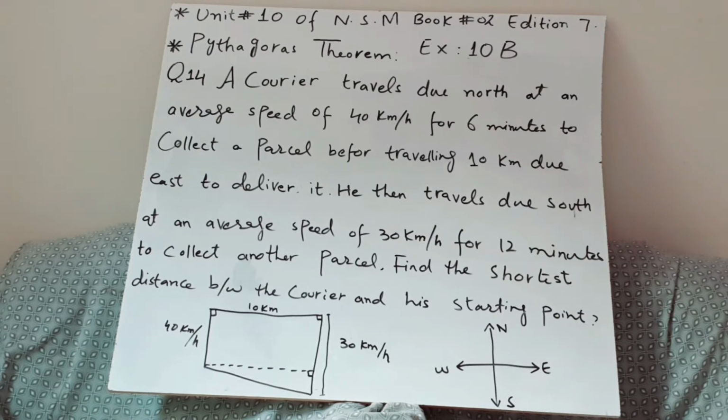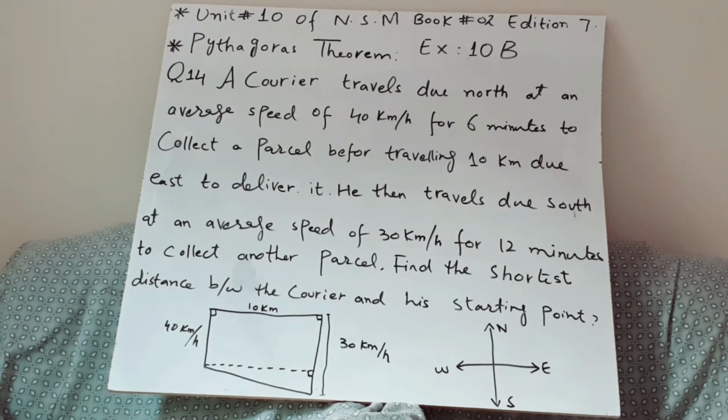He then travels due south at an average speed of 30 km per hour. After delivering the parcel he travels due south, which is the downward direction, at 30 km per hour for 12 minutes to collect another parcel. Find the shortest distance between the courier and his starting point. Okay, so after drawing this figure, which is mentioned in the question, now what they are asking about is the shortest distance between the courier and his starting point.